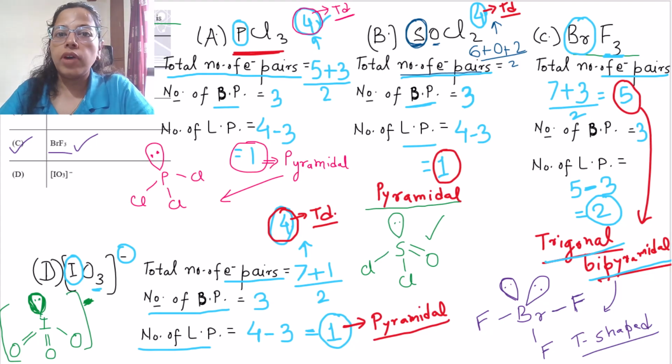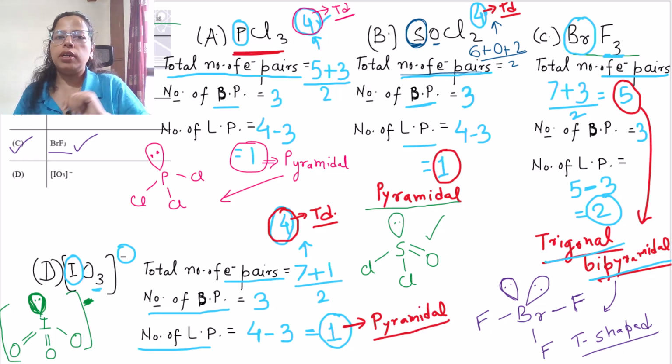So we have found the molecular shape of all the given molecules, and also the answer to the question which among these has a T-shaped geometry. So BrF3 is the molecule that will show T-shaped geometry. So I hope this explanation was clear to you, and also the principles and the rules that we apply for solving this type of questions using the VSEPR theory.